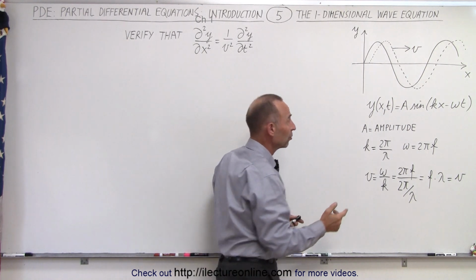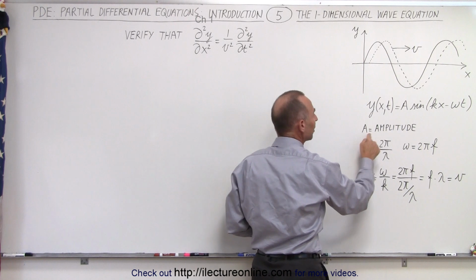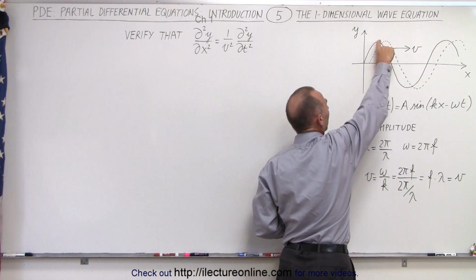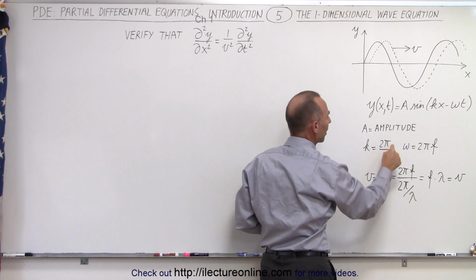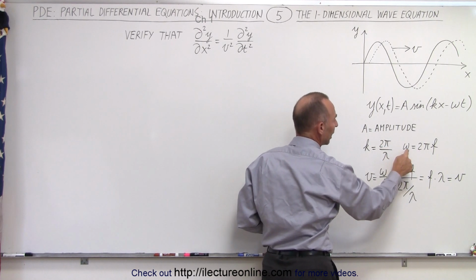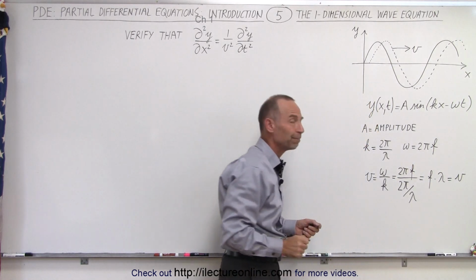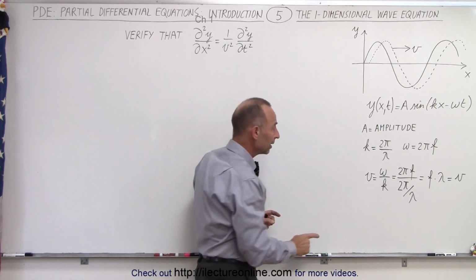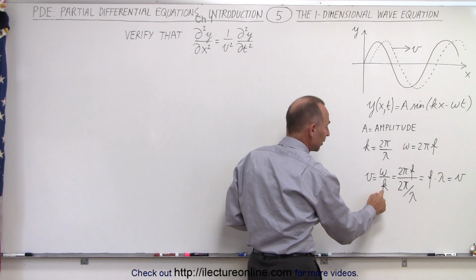And therefore the equation is y equals A times the sine of kx minus omega t, where A is the amplitude, the largest deviation to the maximum point on the curve, k is 2 pi over lambda, which is the wave number, and omega is the angular frequency, which is 2 pi times the frequency. And then we see that the velocity of the wave is equal to omega divided by k.